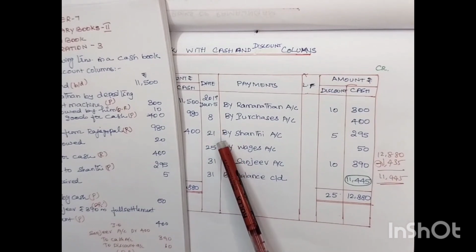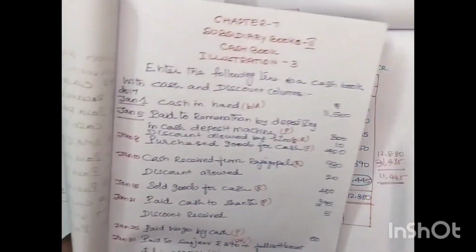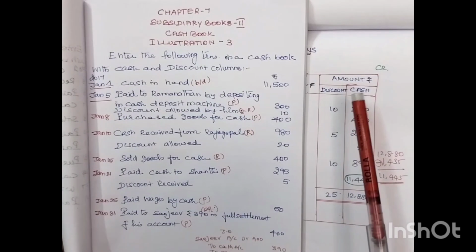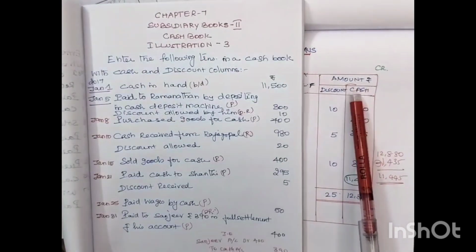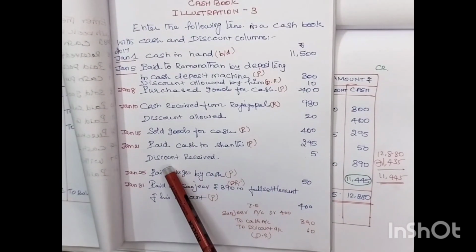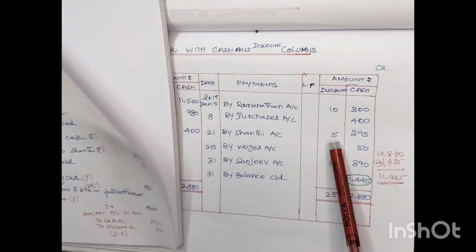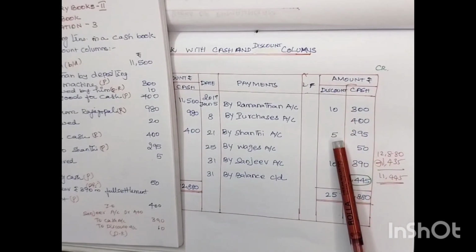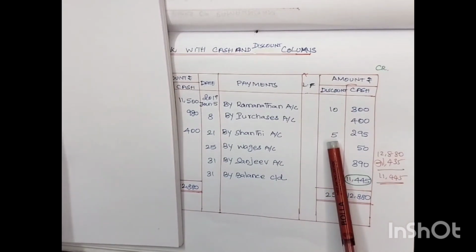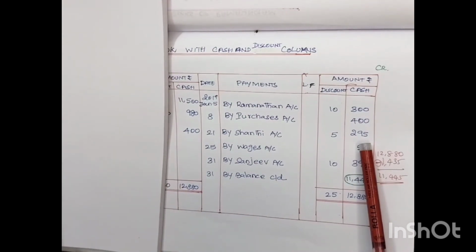On the credit side, you always start the word with "By Shanti account." How many rupees did you pay to Shanti? 295 rupees. So you have to enter 295 rupees into the credit cash column. Okay. Then how much discount did you receive from Shanti? You received a discount of 5 rupees. So discount received is always entered on the credit side, in the discount column. From whom did you receive the discount? From Shanti. So by Shanti account, 5 rupees discount received, and 295 rupees entered into the cash column.